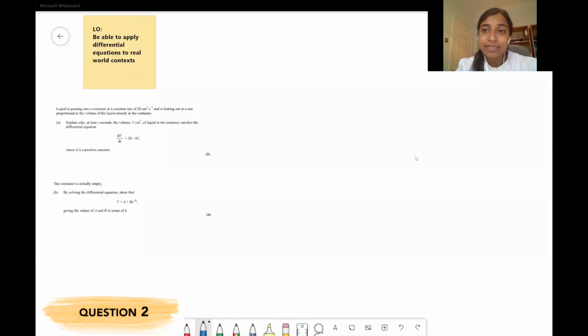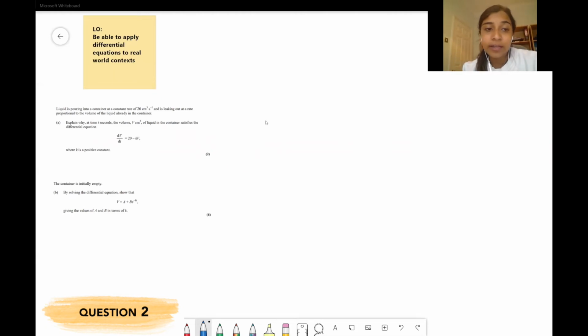So we have another exam question here. Feel free to pause the video and try it out for yourself first. So we have liquid pouring into a container at a constant rate of 20 centimetres cubed per second and leaking out at a rate proportional to the volume of the liquid already in the container. So the first part is we want to explain why at time t seconds the volume v centimetres cubed of liquid in the container satisfies the differential equation dv over dt equals 20 minus kv.